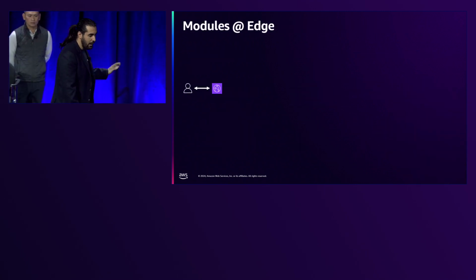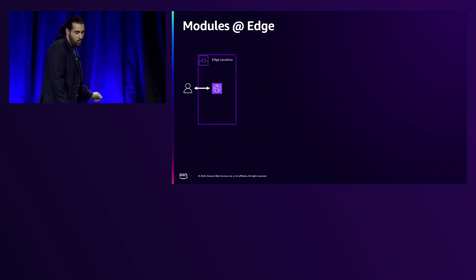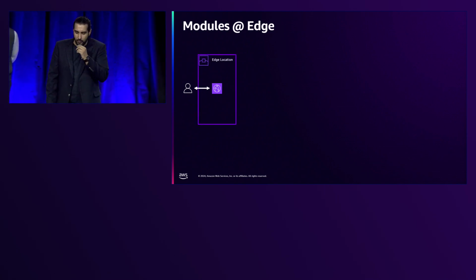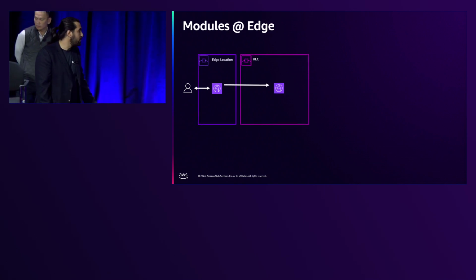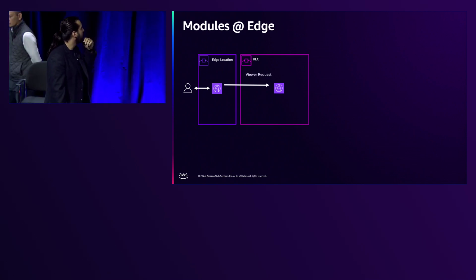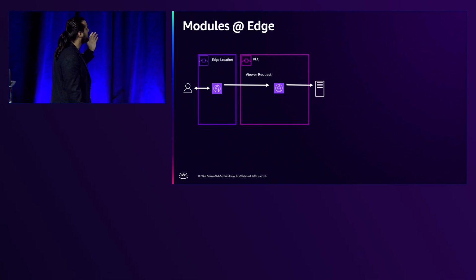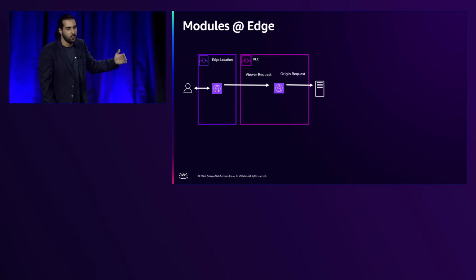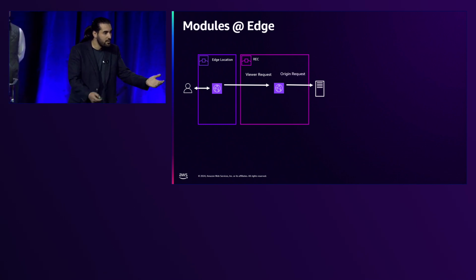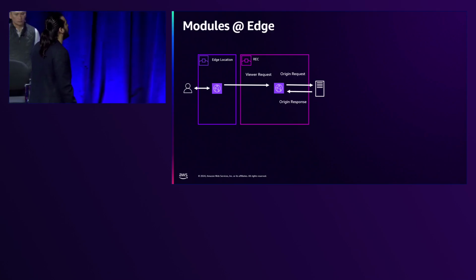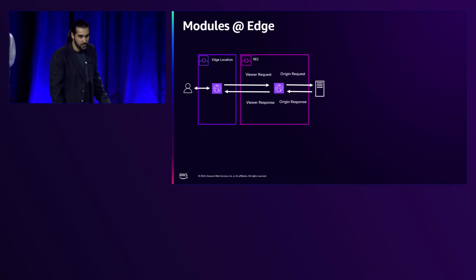Let's look at Lambda on the edge and how it works. When the customer sends a request to CloudFront, it usually goes to an edge location. And from there, it goes into the regional edge cache. And that's what we call the viewer request. And then the request will continue to your backend. That's what we call the origin request. Once the origin sends back the results, that's what we call the origin response. And finally, the viewer response.